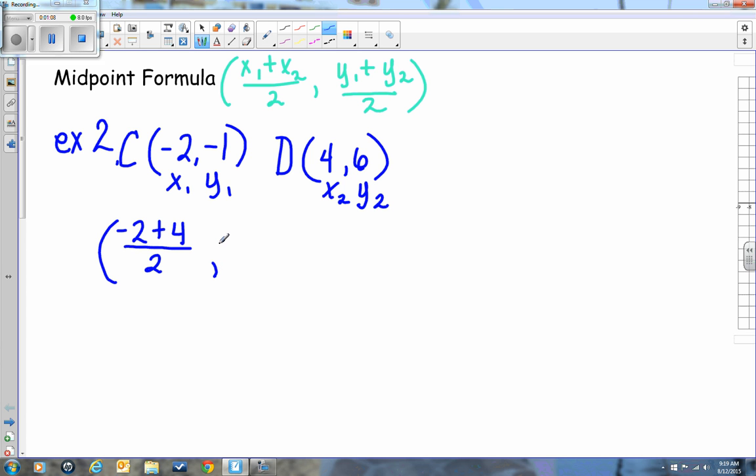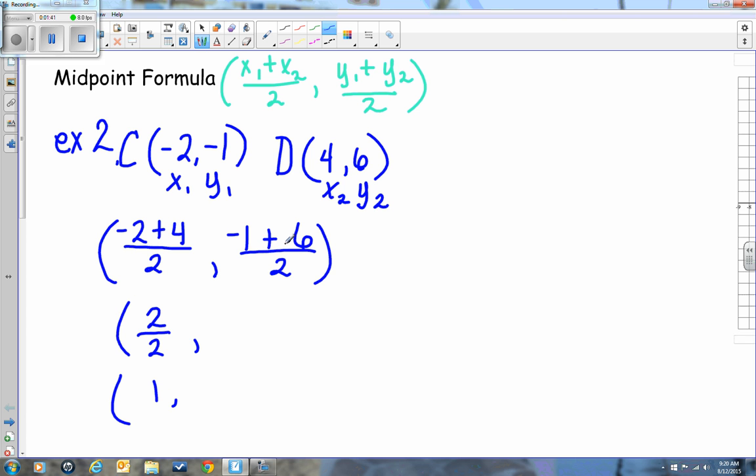And we'll substitute in the y values. We have the first y value here, which is -1. And the second y value here, which is 6. And divide by 2. Now, if we can solve these two separate little math problems here, we will find the midpoint. Let's work with the x values over here on the left side. -2 plus 4 is 2 over 2. And 2 over 2 we already know is 1.